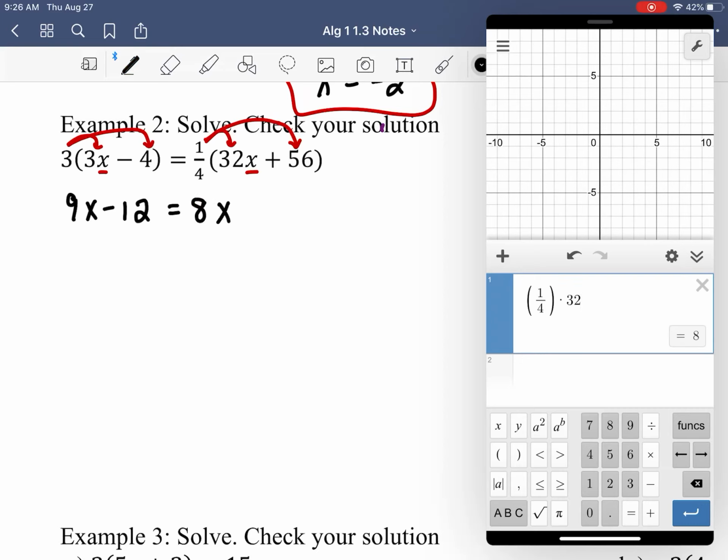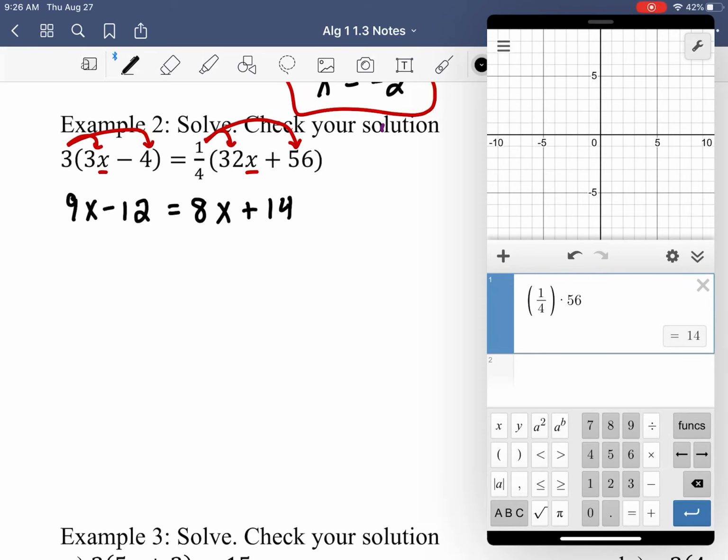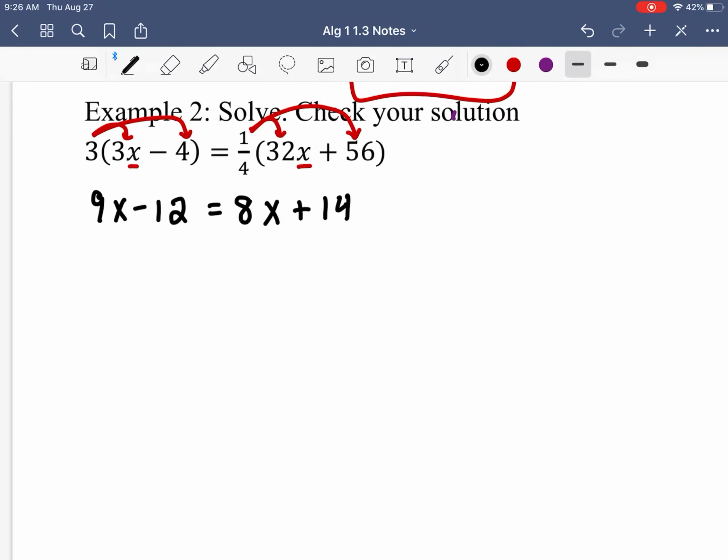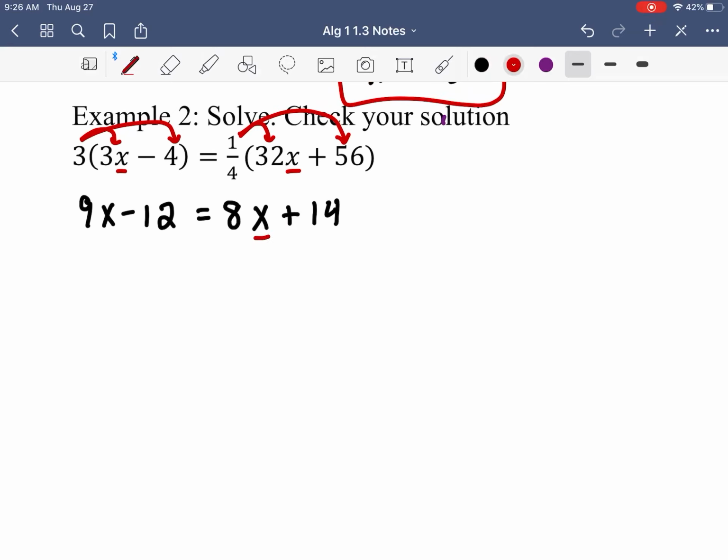We'll have 8x plus, and then I would take 1/4. I can just delete that 32 and we'll type in 56 and we get 14. So we have 8x plus 14. Now again, where are my x's? Got one here, got one here. I want to get them all to the same side.